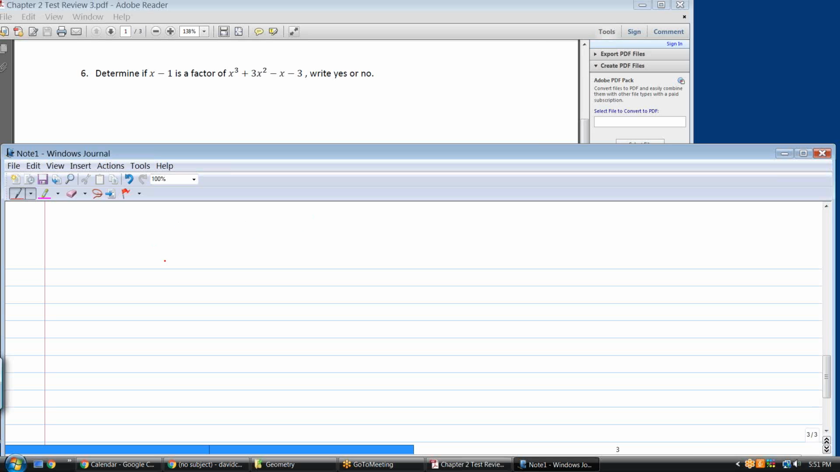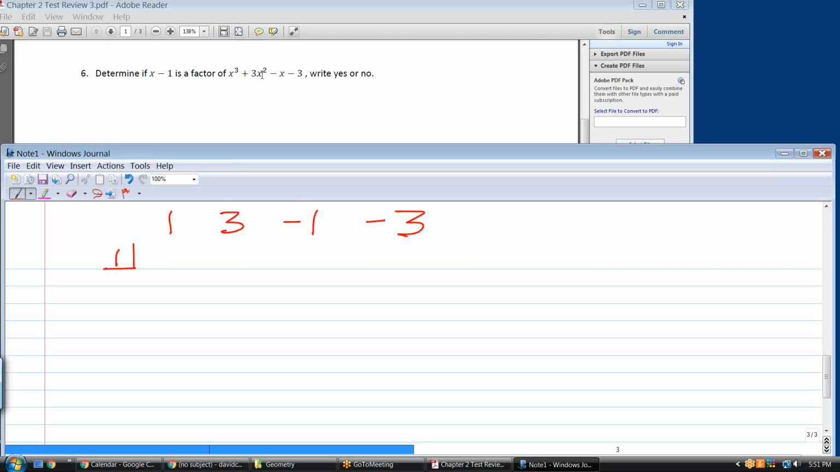Tell me what to do. What do I write? First of all, what goes in the box? 1. Correct. What goes in the box is the solution, the real 0. If x minus 1 is a factor, that means the real number would be 1. The 0 would be at 1. And what goes across the top? 1, 3, -1, -3.